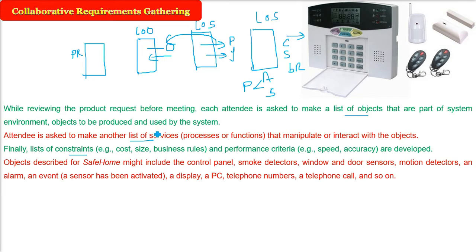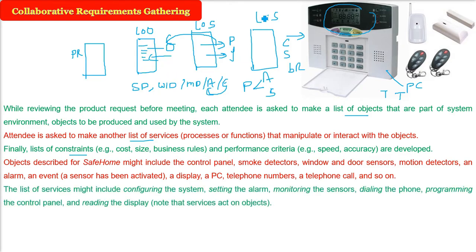Now, in the SafeHome project, that is the home security project, what can be the objects? For example, this can be the control panel, the smoke detectors, the window and door sensors that will be put where the door and window open, the motion detectors, an alarm, an event because a sensor has been activated, a display, a PC, a mobile, a telephone number, and a telephone call. So these will come in the list of objects.